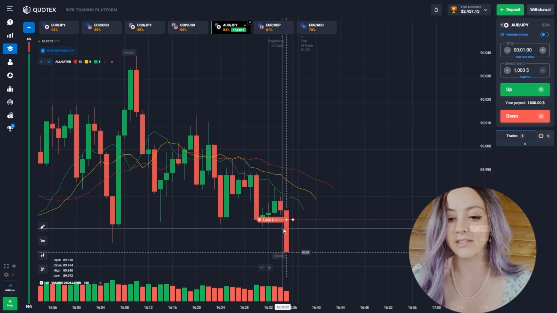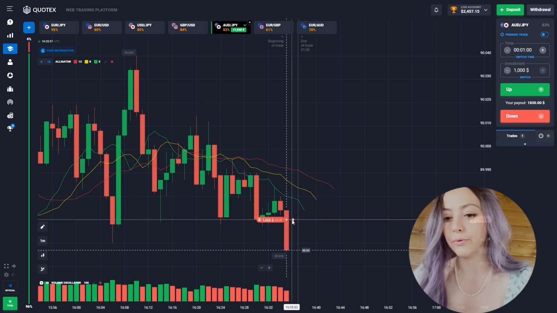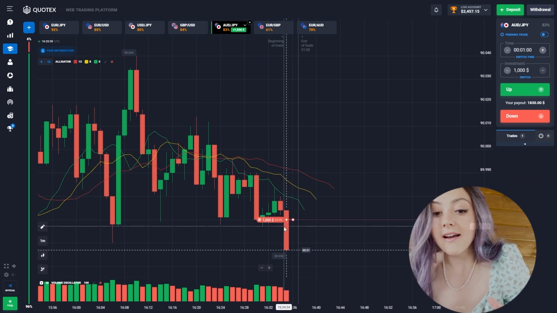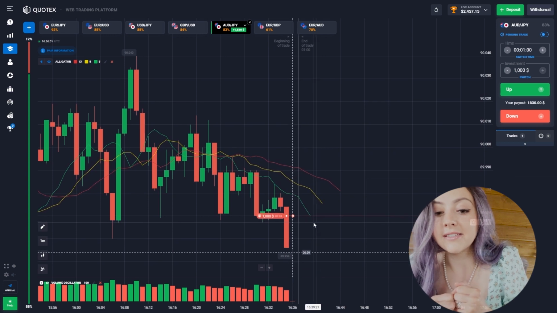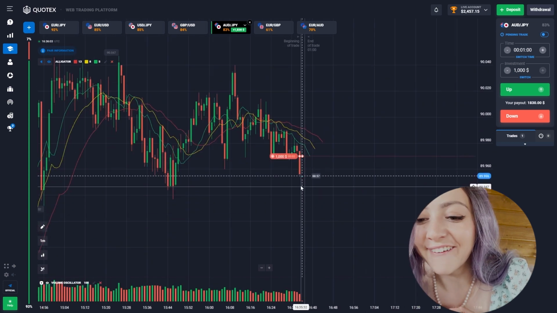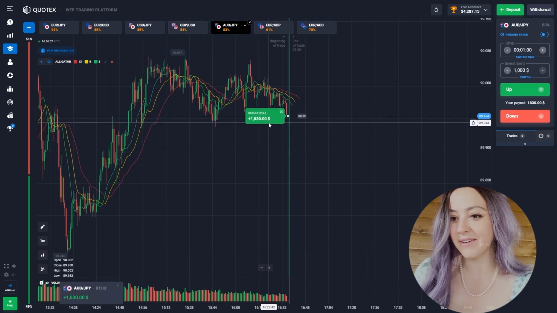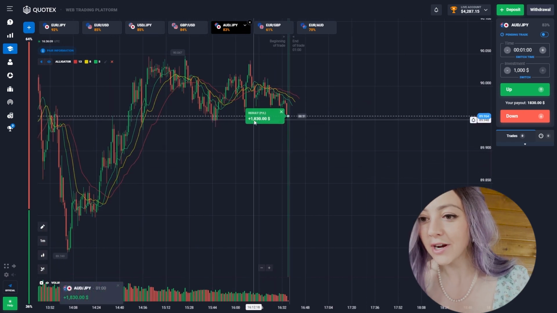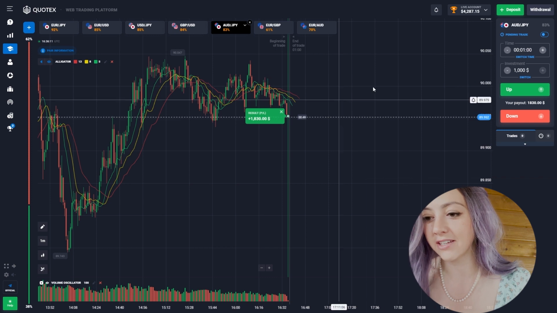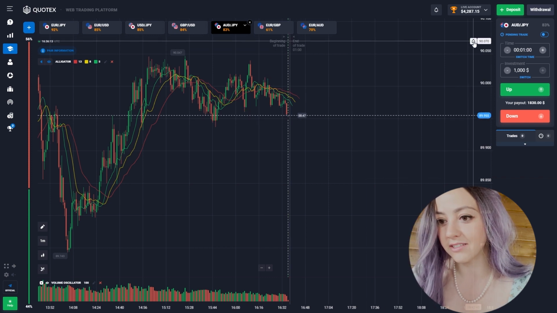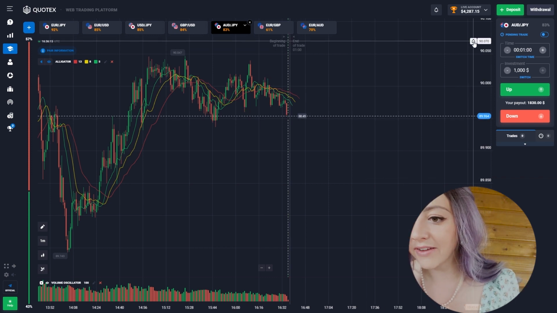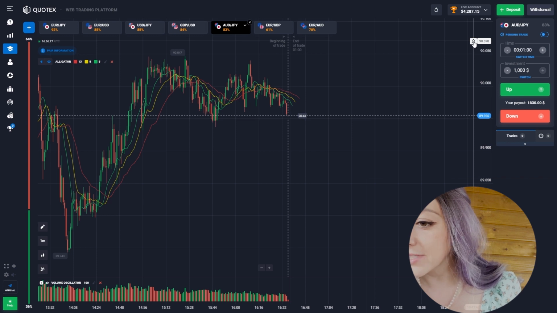30 seconds, let's zoom it in, and we are right below our entrance spot. A few more seconds. 3, 2, 1, and okay, yes, it is profitable. The amount just increased by $1,800, and our live account is $4,287.